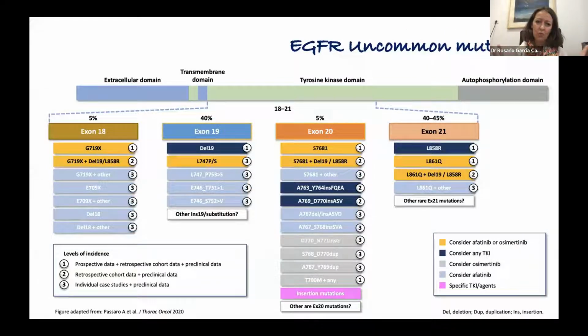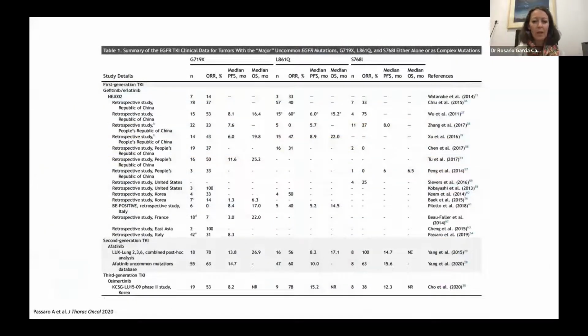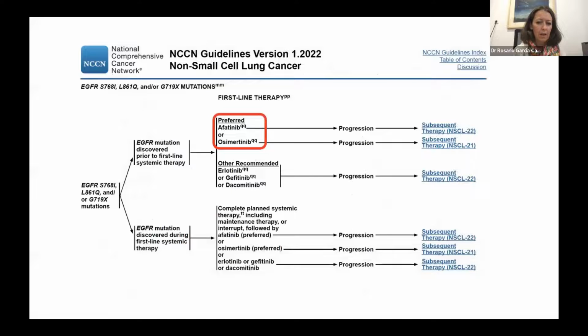Two slides just to summarize the situation of EGFR uncommon mutations. We know that this is a field that is growing, the knowledge is growing. And again, a very nice review by Antonio Passaro. We have data, the strongest data we have come from the studies with afatinib. And also we have a trial from Korea with osimertinib. And in fact, the clinical guidelines have included afatinib or osimertinib as first-line agents for those with uncommon EGFR mutations.